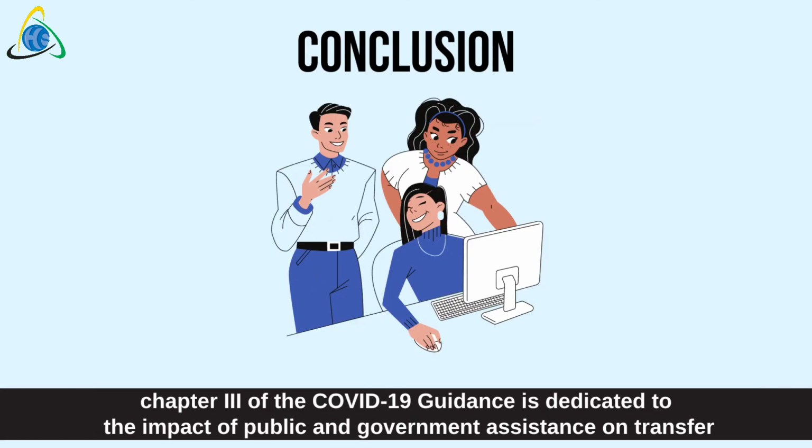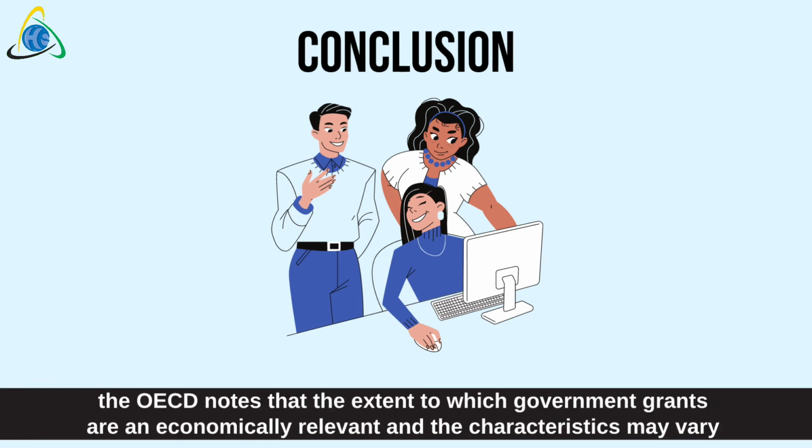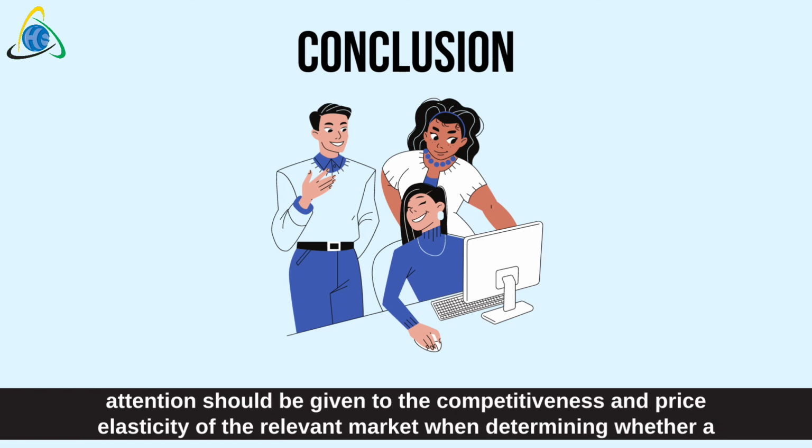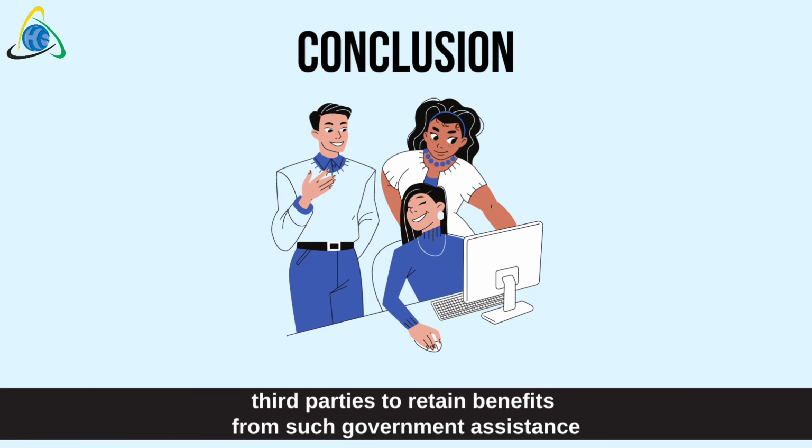As for the conclusion, Chapter 3 of the COVID-19 guidance is dedicated to the impact of public and government assistance on transfer pricing, the impact of assistance on the comparability criteria, and risk allocation between the parties to the transaction. The OECD notes that the extent to which government grants are economically relevant and the characteristics may vary. Attention should be given to the competitiveness and price elasticity of the relevant market when determining whether a related party would be able to retain such government assistance, as they would typically influence the behavior of third parties to retain benefits from such government assistance.